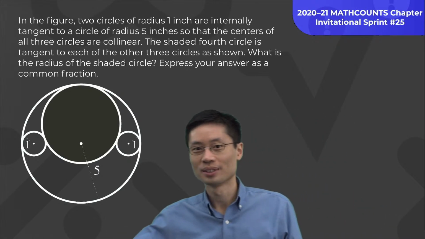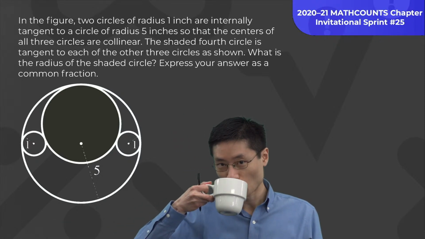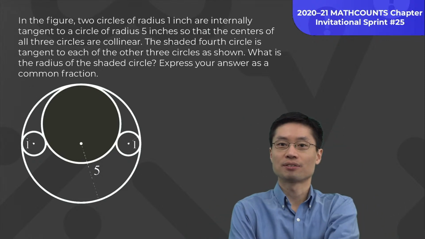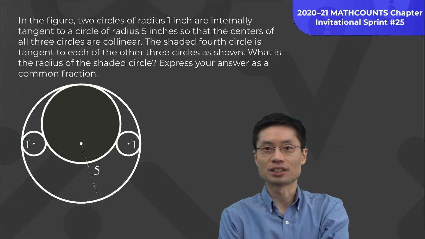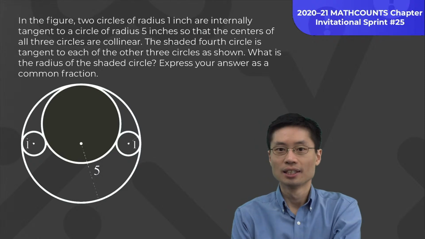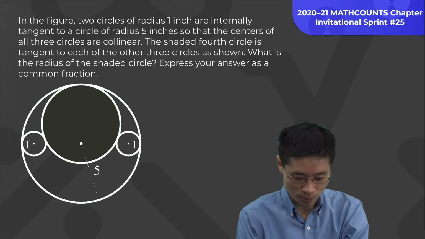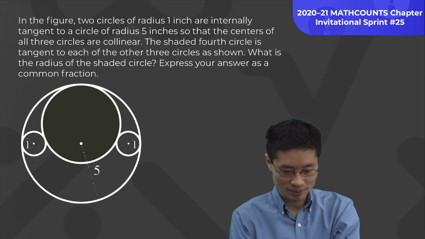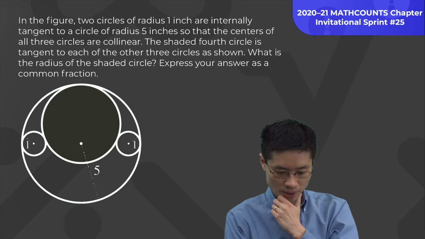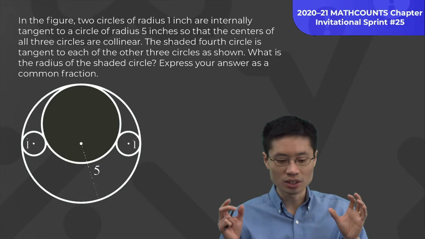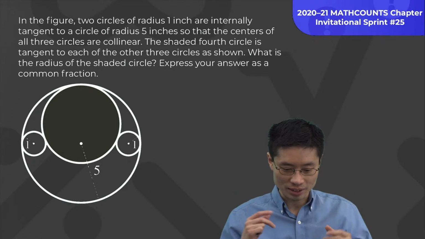Okay. Question number 25. Oh, geometry time. In the figure, 2 circles of radius 1 inch are internally tangent to a circle of radius 5 inches so that the centers of all 3 circles are collinear. Ooh, so they are. All 3 circles? Really? I'm looking at this.